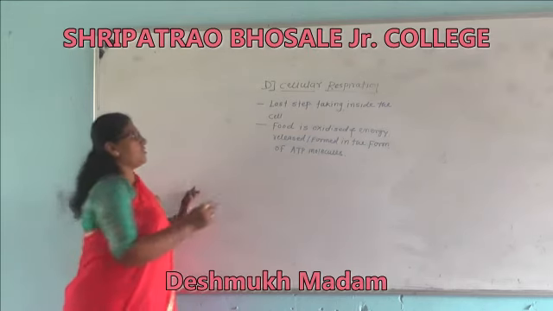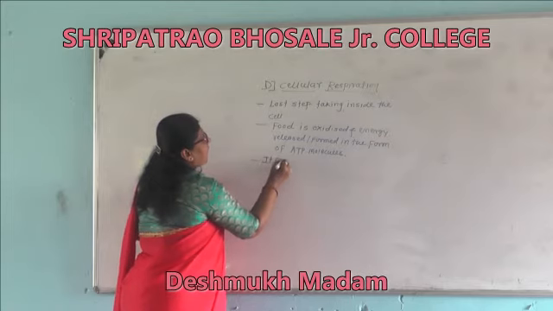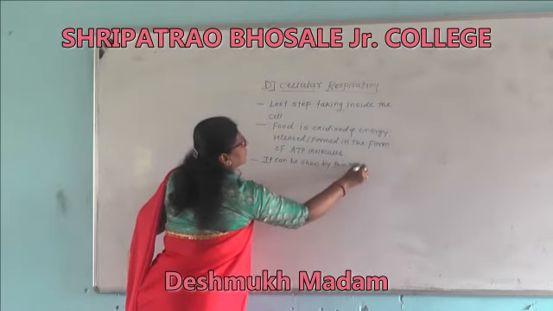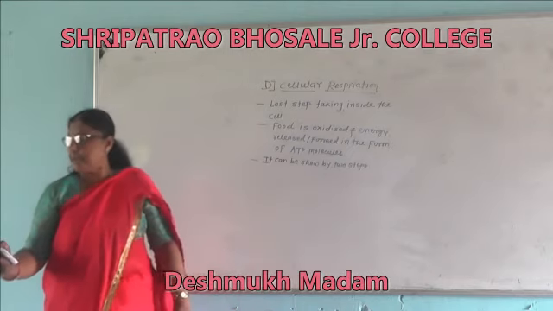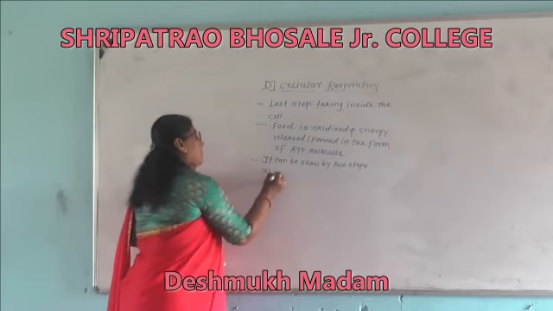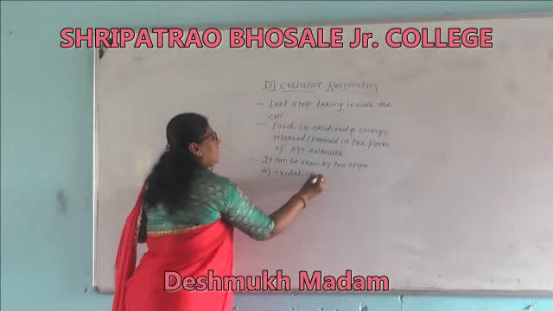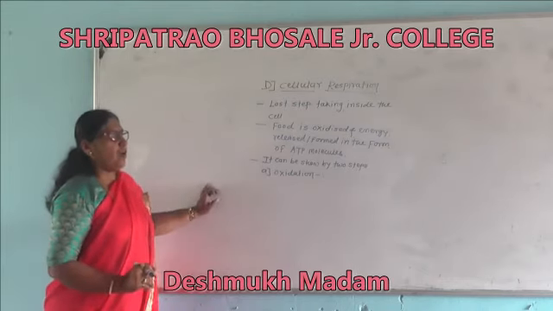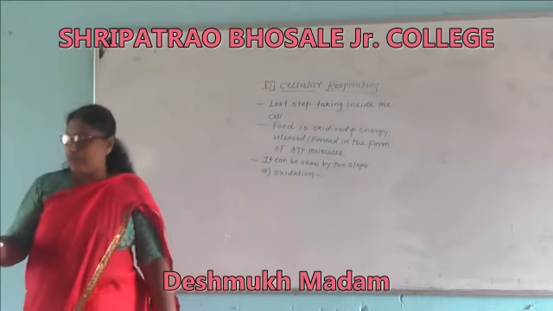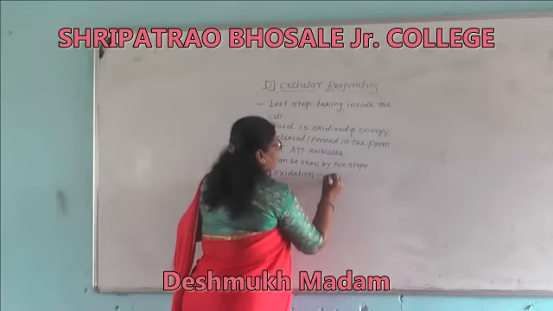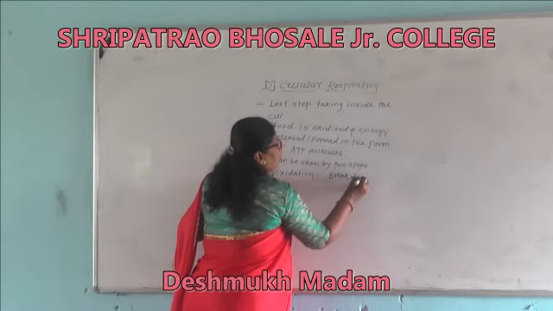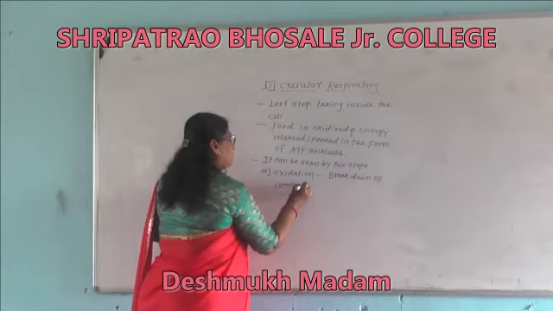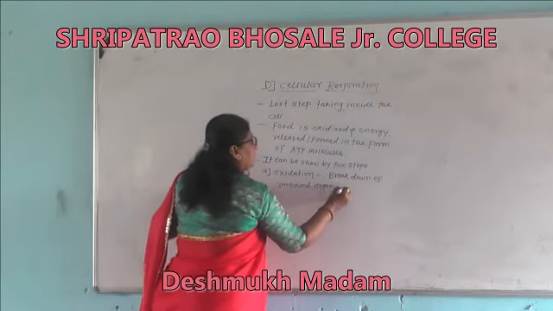It can be shown by two steps. The first step is oxidation and the second is phosphorylation. In the first step, there is breakdown of complex organic molecules.